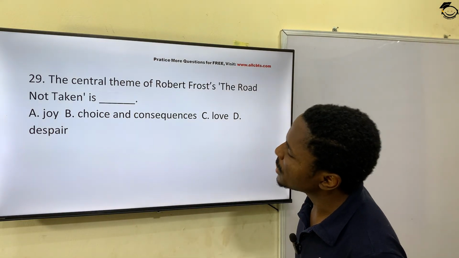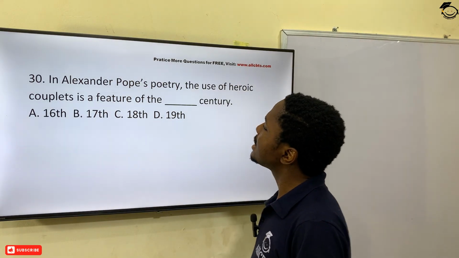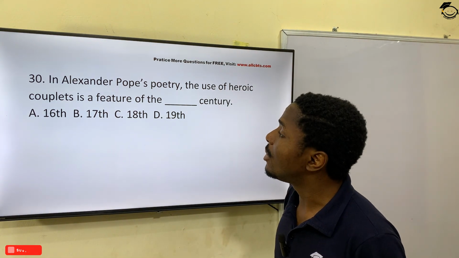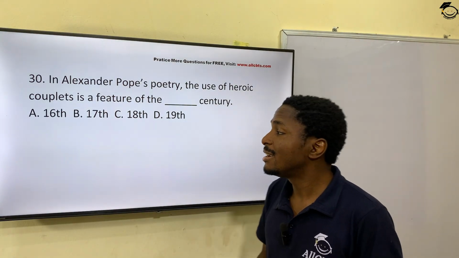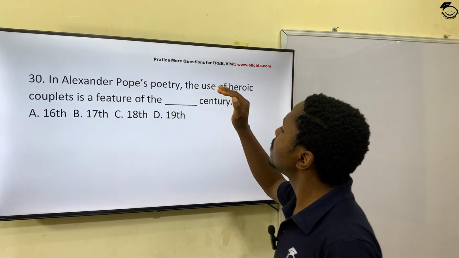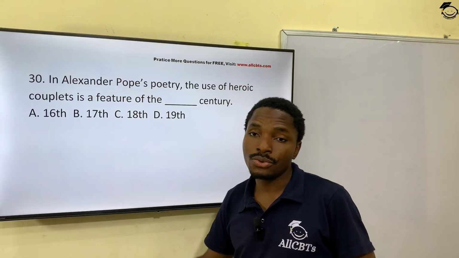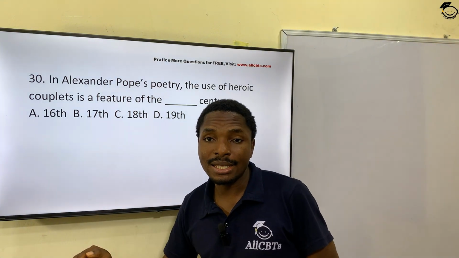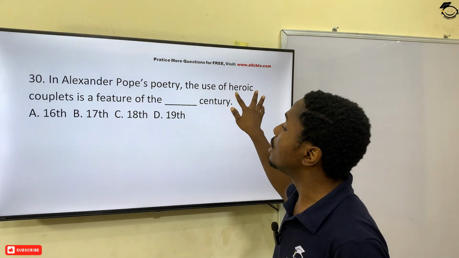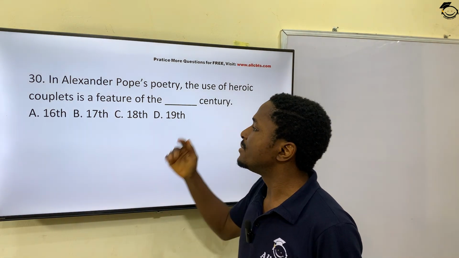And then the final question for this literature in English session, question 30. In Alexander Pope's poetry, now who is Alexander Pope? He was an Augustan poet, okay? Very popular in the 18th century. It was very popular. So in Alexander Pope's poetry, the use of heroic couplets is a feature of the dash century, the feature of the 18th century. Like I said, it was popular in the 18th century, okay? And he used a lot of heroic couplets in his writing, Italian style. So it was very popular for that.